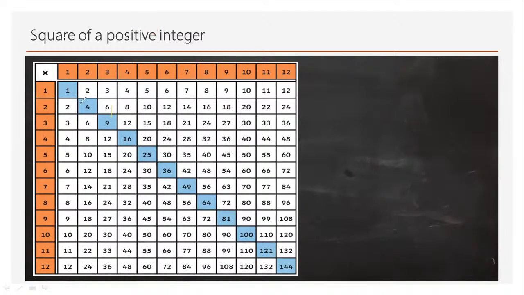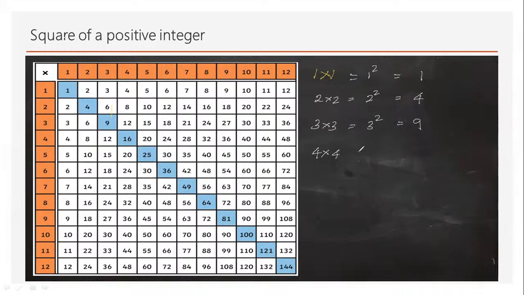Then here we can arrange like this. Look at here, 1 into 1. I will take another color here. 1 times 1, 1 squared equals 1. 2 times 2, here 2 squared equals 4. 3 times 3, 3 squared equals 9.